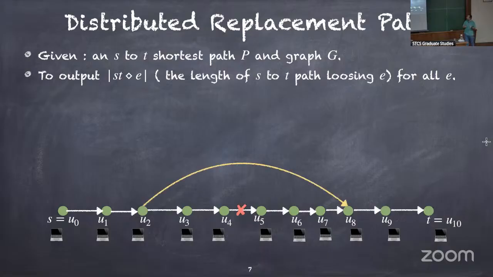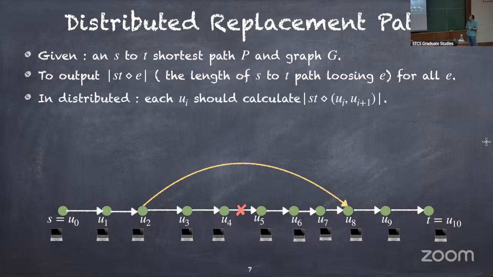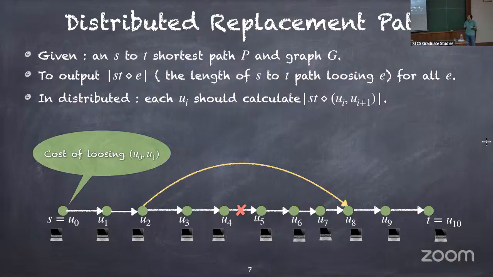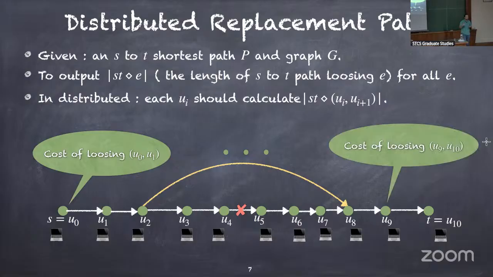So suppose U4, U5 is one edge. For that, you will need to output the whole length of the path. In the distributed setting, each Ui should calculate the length of the path from S to T avoiding its adjacent edge. So basically U0 will calculate the cost of losing the edge U0, U1, and so on. After the calculation is over, U1 will get the cost of losing the U1, U2 edge, and U9 will get the cost of losing U9, U10, and so on. So this is the problem statement for distributed replacement path.